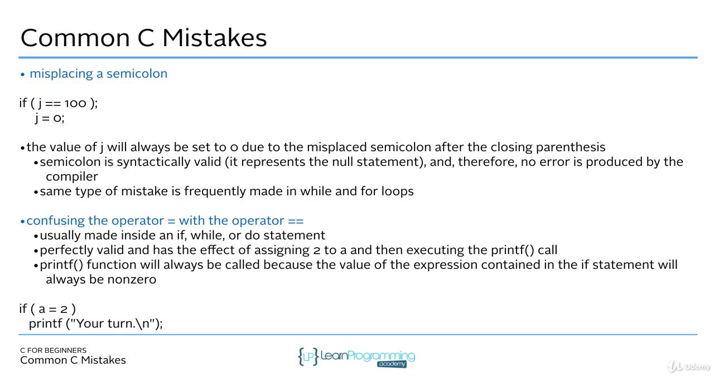So in this example, if we have if a = 2, it's assigning 2 to a. It always evaluates to true because you never fail when doing assignment. And so printf is always going to run. What you really meant to do here is say if a == 2. So it's very common to use the assignment operator as opposed to the equality operator and not have a compiler error.